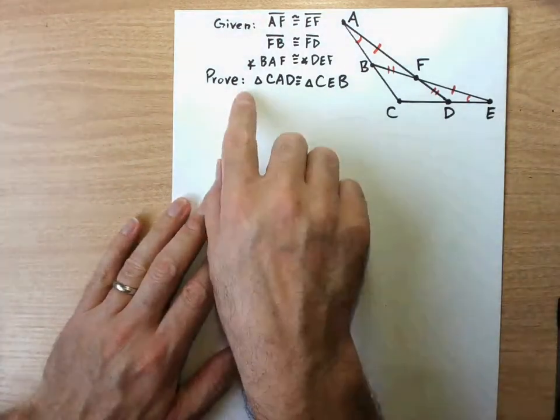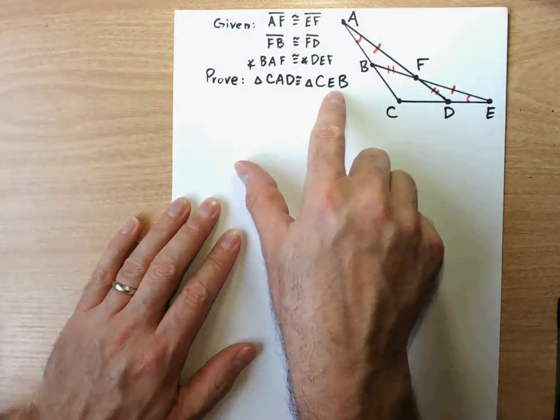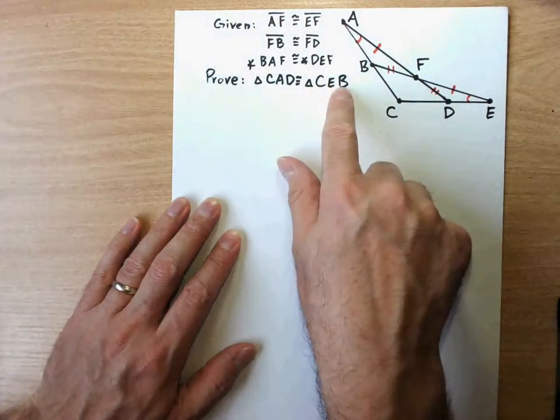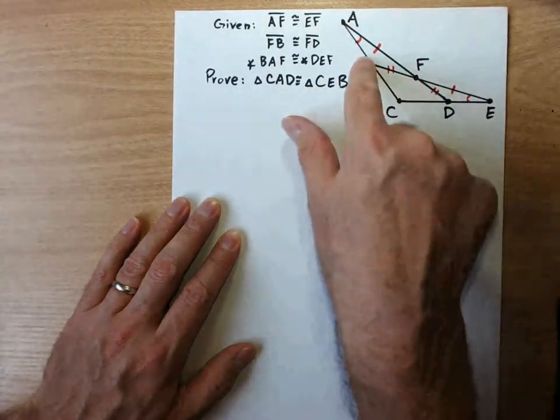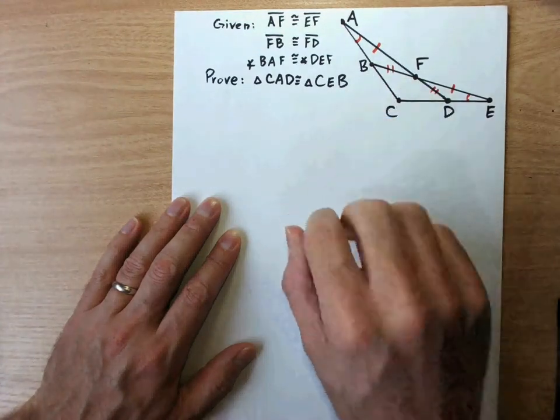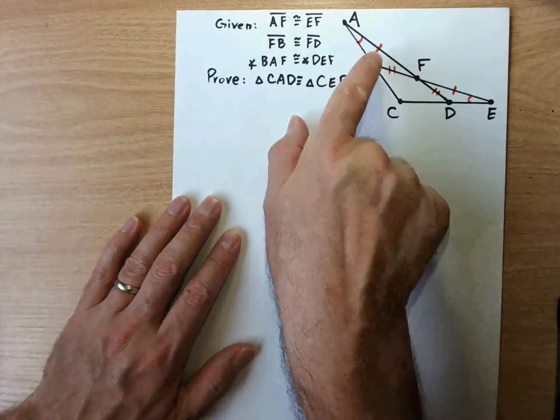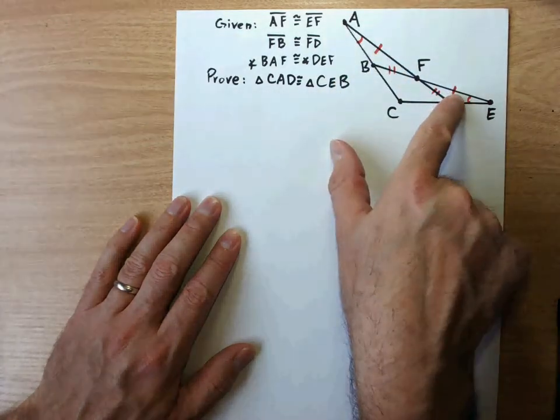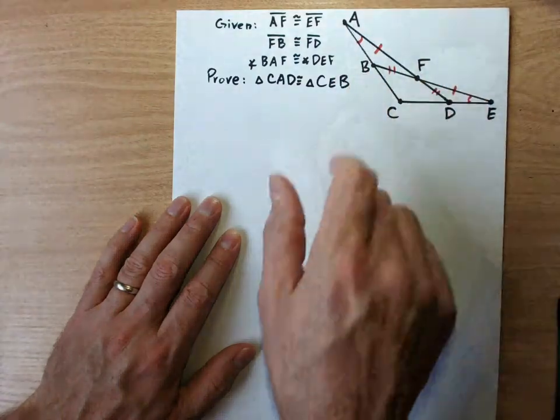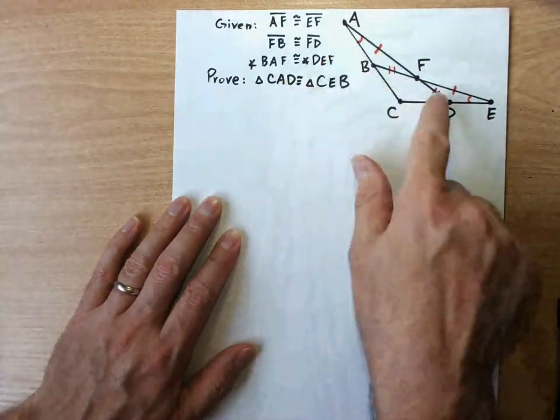Now, we need to prove that CAD is congruent with CEB. CAD, this bigger triangle, is congruent with CEB, this bigger triangle. You can see they share this figure down here, this quadrilateral. Okay. Well, it's a good thing we're not trying to prove this triangle is congruent to this triangle, because you'll notice that's ASS or SSA, right? And we're not allowed to use that. But that's not what we're doing. Bigger one and bigger one.